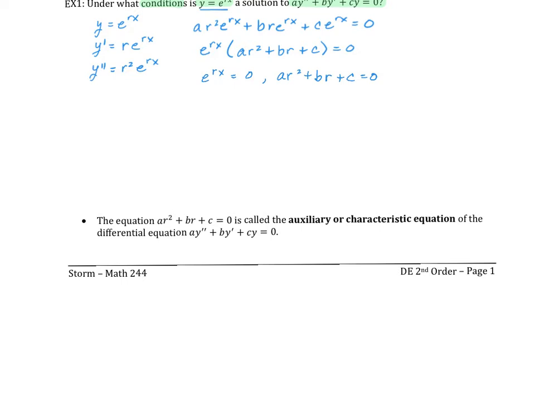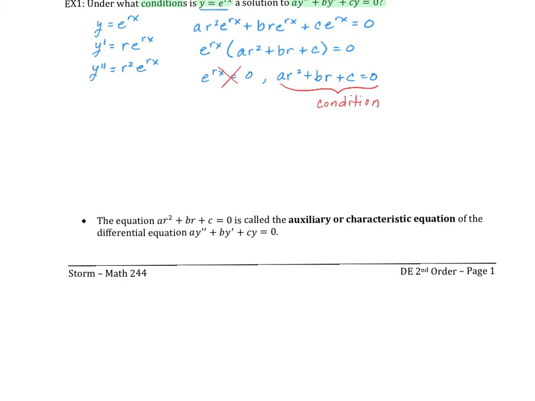And now e to the rx can never be equal to 0. It doesn't matter what that exponent is on your base e, it'll always be some non-zero number. So there's no solution there. That must mean that this is the condition that has to be true in order for y equal to e to the rx to be a solution. So that's the condition that we were looking for: that we can solve this particular quadratic equation.